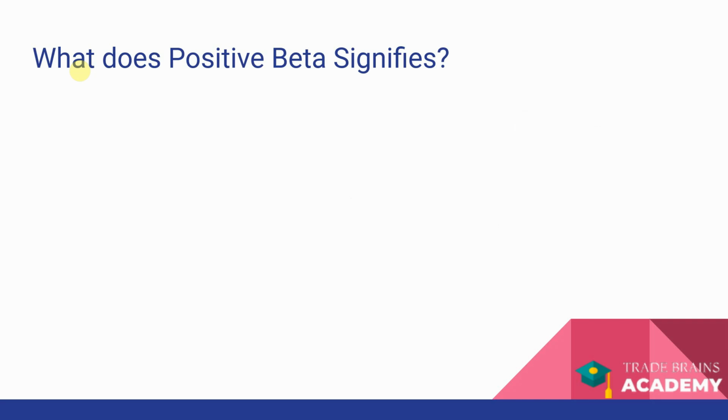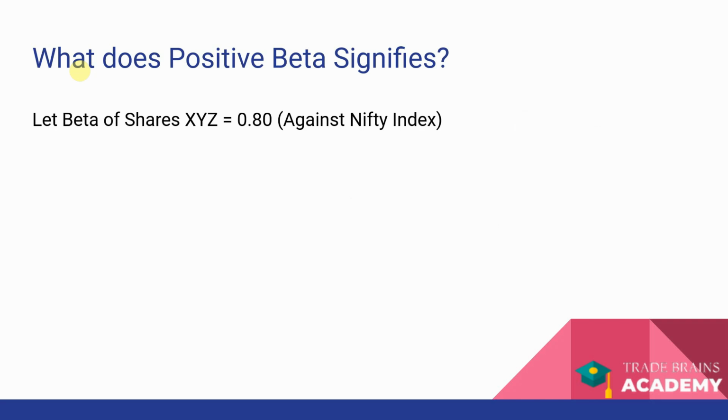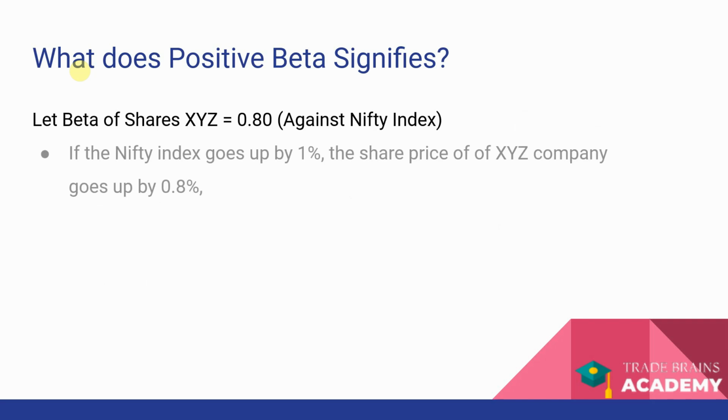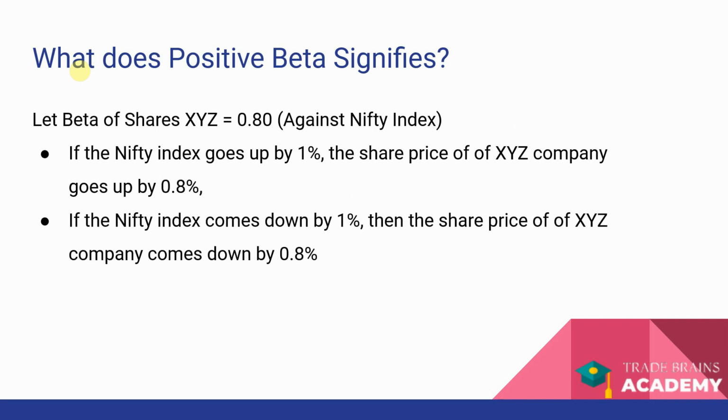Now, what does a positive beta signify? Say the beta of the shares of XYZ company is 0.80 as against the Nifty index. So if the Nifty index goes up by 1%, then the share price of XYZ company will go up by 0.8%. And if the Nifty index comes down by 1%, then the share price of XYZ company will also come down by 0.8%. So that is what a positive correlation of beta signifies.